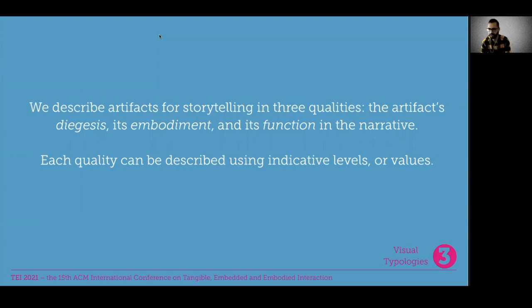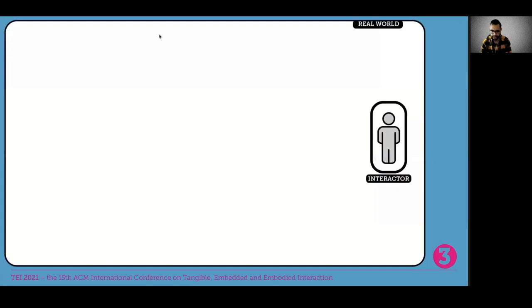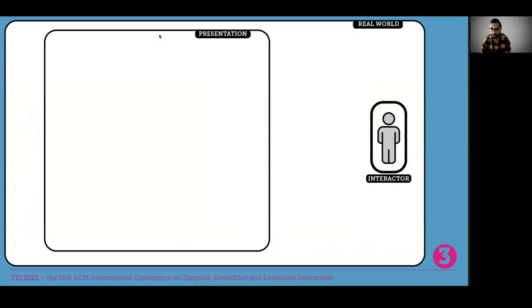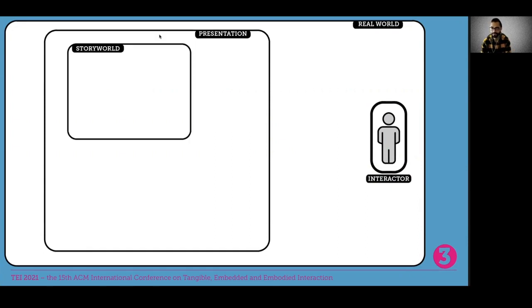So to put it in a better way, there is a real world inhabited by an interactor. Inside that real world, there's a presentation space. That presentation space is where everything the experience offers and where everything of the experience is happening. And inside the presentation space, there's a story world that is inhabited by characters that describe different events and that people will engage with.